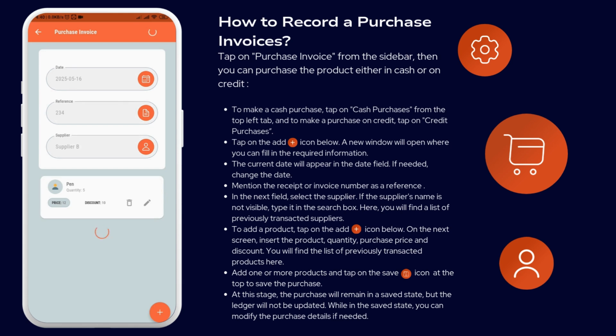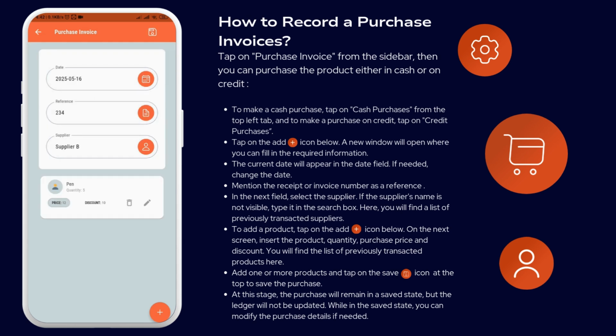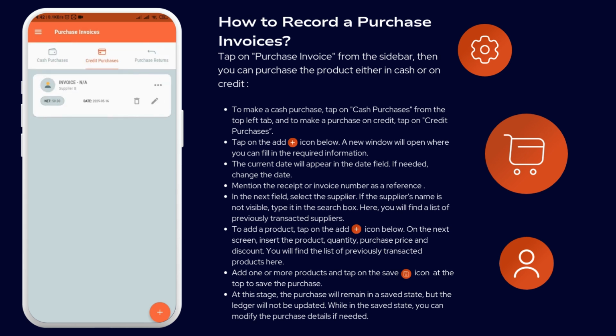At this point, the purchase is in a saved state, meaning it hasn't yet been posted to the ledger. You can still review or modify the information while it's in this state. When you are ready to finalize, go to the purchase list. Tap the three-dot menu beside the saved entry and choose Update Ledger.